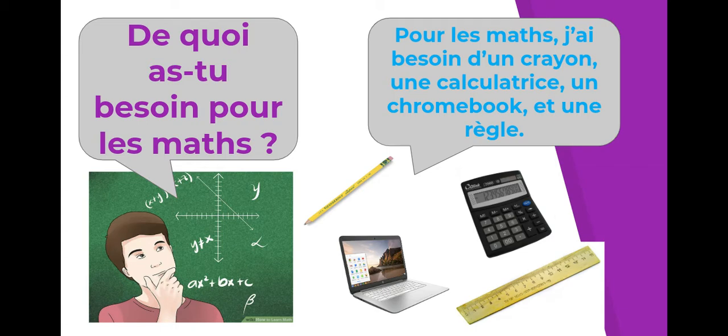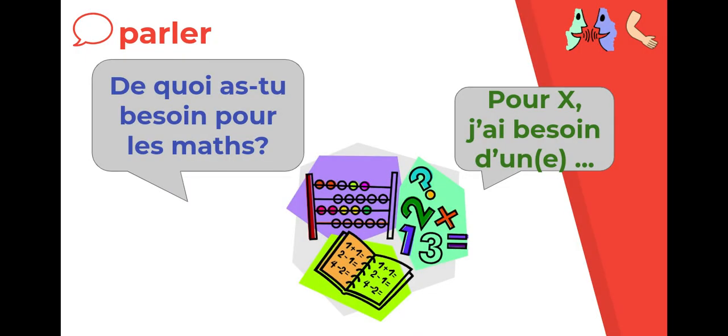Répétez. De quoi as-tu besoin? Pour les maths. Pour les maths, j'ai besoin d'un crayon, une calculatrice, un Chromebook et une règle. Alors, avec votre partenaire de coude, person closer to the screen starting. 3, 2, 1, go.